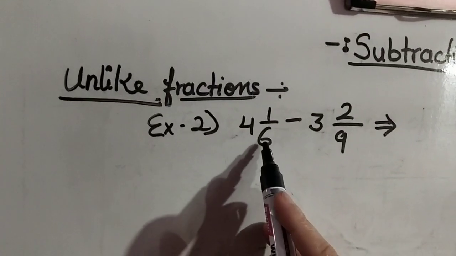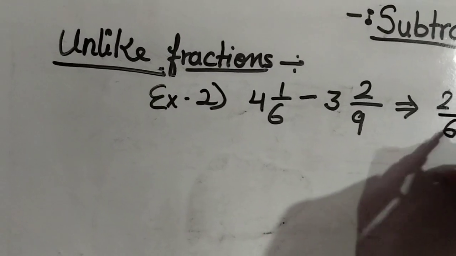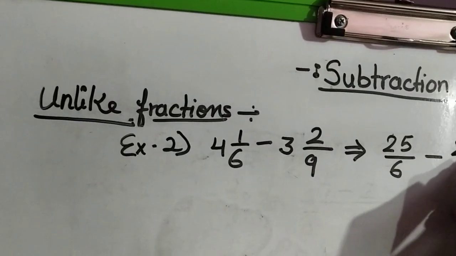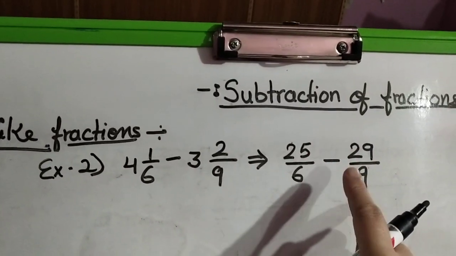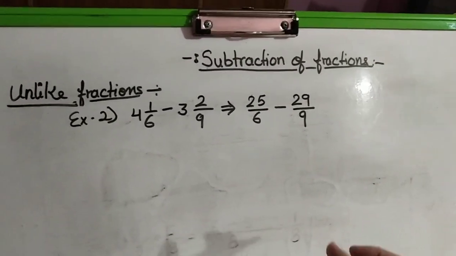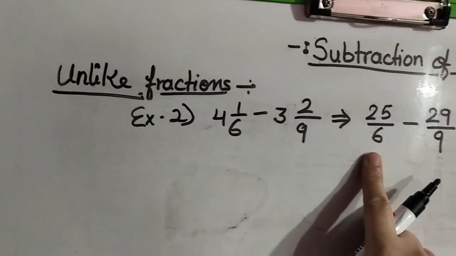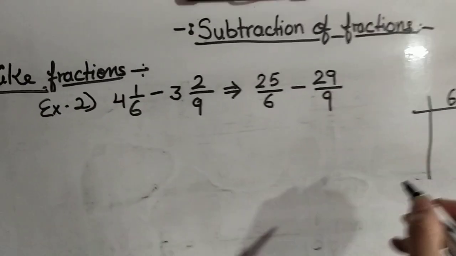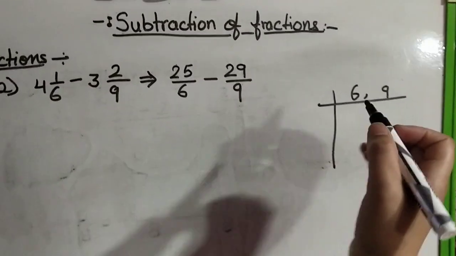So see, 6 4s are 24 plus 1, 25 upon 6, right? The next one, 9 3s are 27 plus 2, 29 upon 9. So now we got two fractions here, 25 upon 6 minus 29 upon 9. Now we'll follow the same steps as we did in the previous question. We have two different denominators here, 6 and 9.